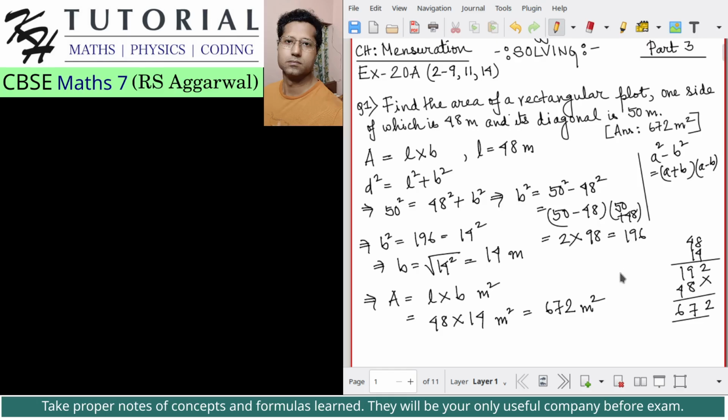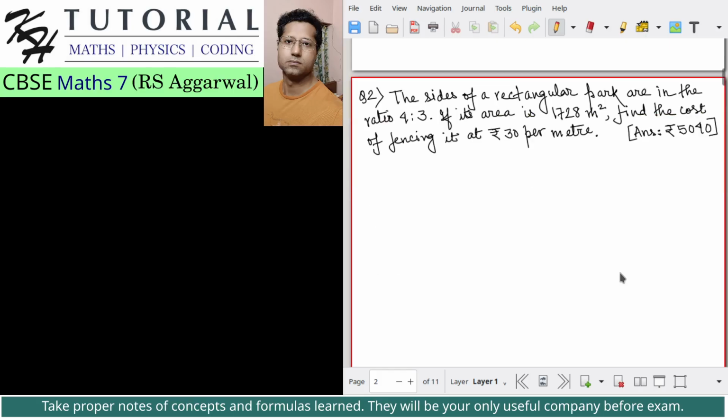Okay, let's do the next problem. The next problem says that the sides of a rectangular park are in the ratio 4:3. If its area is 1728 meter square, find the cost of fencing it at rupees 30 per meter. Fencing means we fence the boundary of the park, which means the cost will depend on the perimeter of the rectangular park. So we have to find the perimeter of the rectangular park.